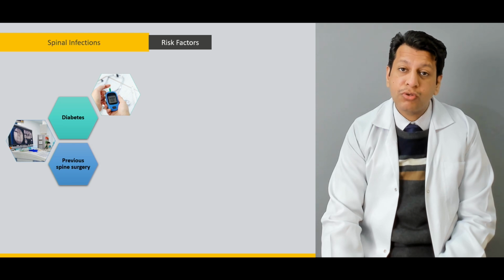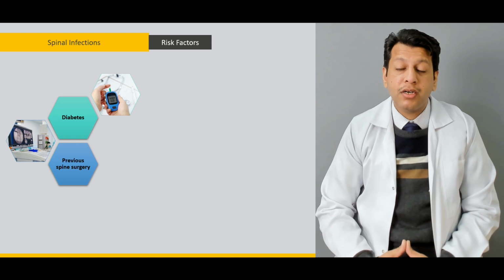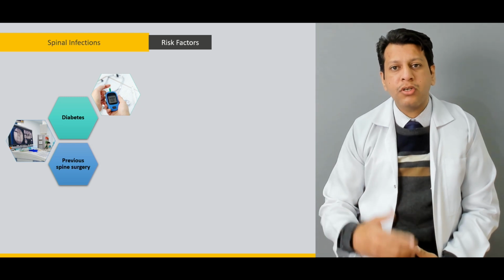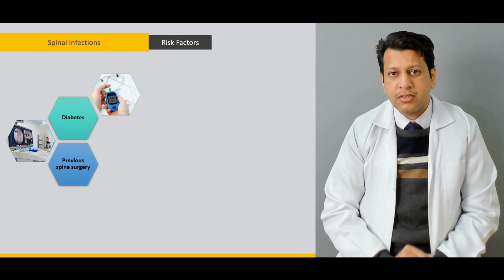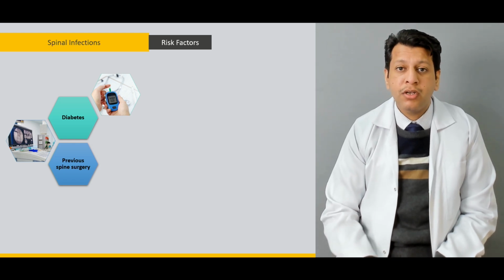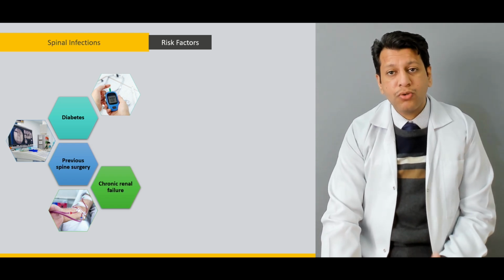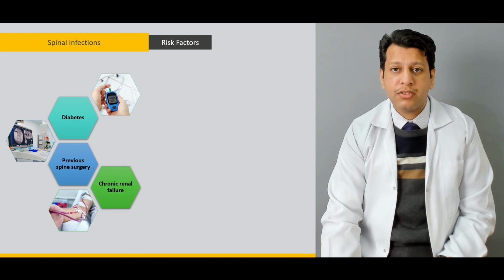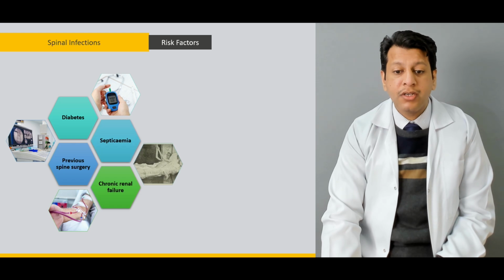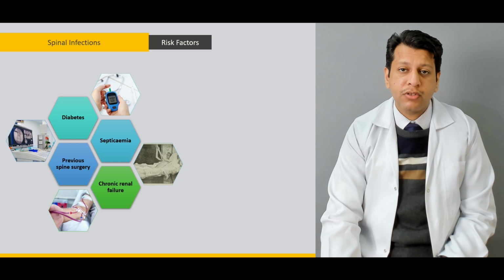Now, diabetes also causes an immunocompromised state, and due to this, there is always an increase in incidence of atypical infections such as tuberculosis and fungal infections, which may be more common in the diabetic population as compared to the pyogenic infection. Then chronic renal failure as well. This also puts the patient under stress and into an immunocompromised state, which may lead to increased pyogenic infection.